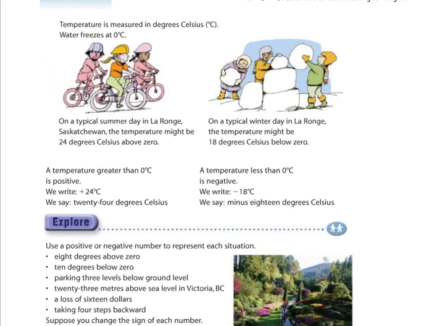Taking a look at our Connect section today, temperature is measured in degrees Celsius. When water freezes, it's at 0 degrees Celsius, thinking about your weather unit in grade 5. A typical summer day in La Ronge, Saskatchewan, the temperature might be 24 degrees Celsius above 0. A temperature that is greater than 0 is what we call positive. And you've worked almost entirely with positive numbers. Any numbers that we've worked with are positive. And you would write it as plus 24 or as just 24 degrees.